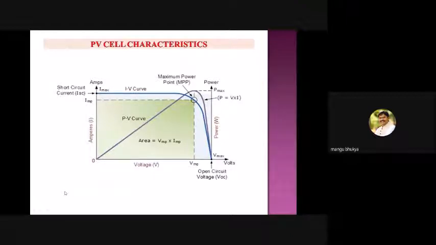And if you leave it open circuit, that means you do not connect any load between the positive and negative terminals of the panel, we call it the open circuit voltage. The panel is open, no load connected, and if you measure the voltage using a voltmeter, that gives the open circuit voltage. So these are the two extremes of voltage. When the panel is shorted directly by a wire without a load, you get the maximum current, which we call the short circuit current.